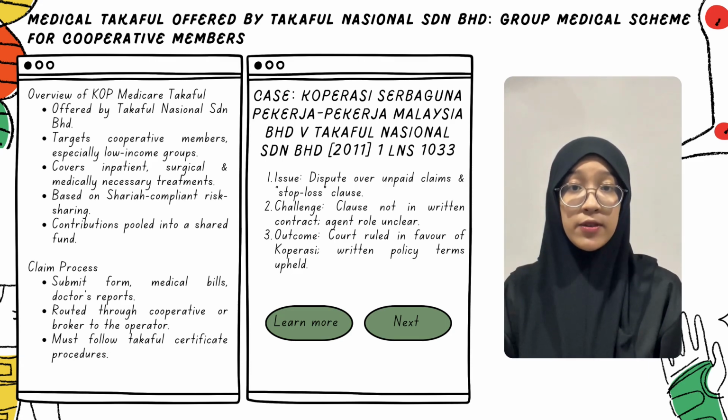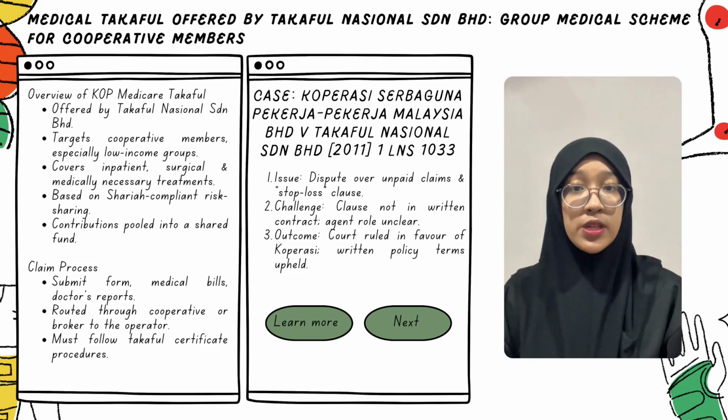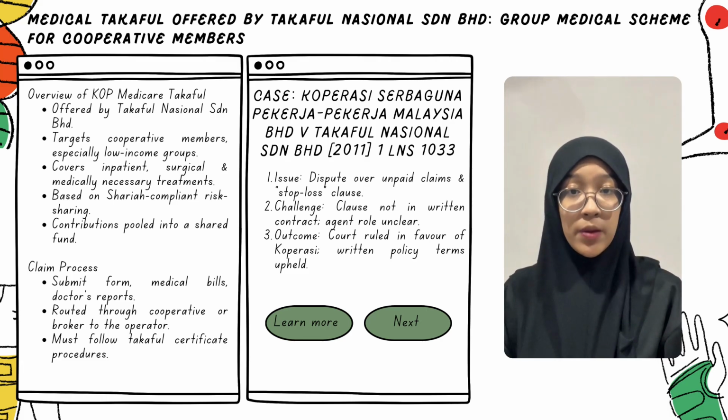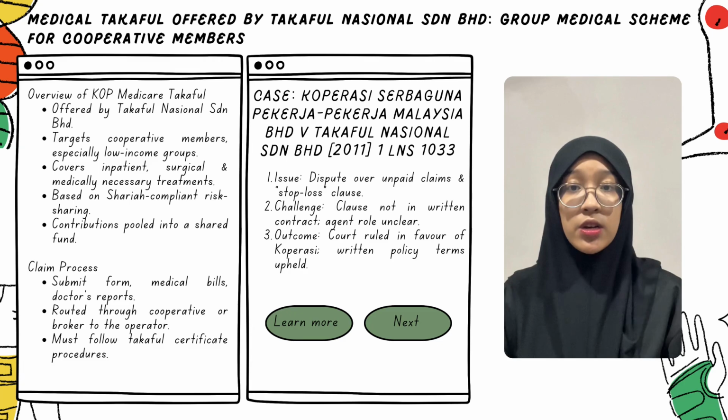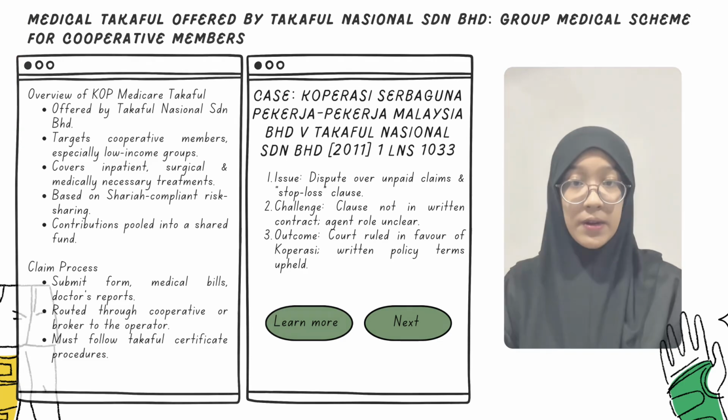First scheme offered by Takaful National: medical coverage for cooperative members and their families, covering hospitalization, surgery, and necessary treatments. Based on Sharia principles, members contribute into risk funds to help one another through the concept of tabarruk. For the claim process, members need to submit a claim form, original medical bills, and doctor's reports, either through a cooperative broker or directly to Takaful National. Claims are then assessed and paid from the risk fund.